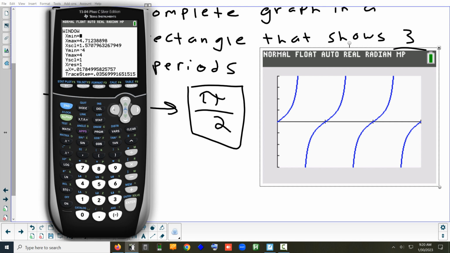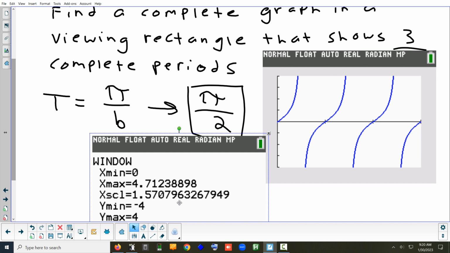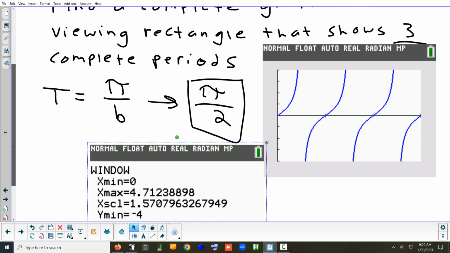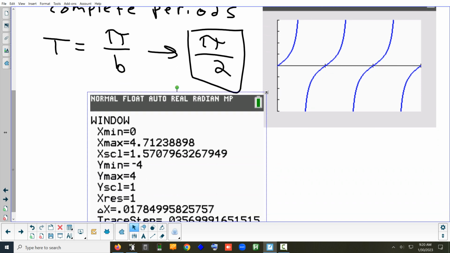So what they'd ask you for on the homework for that is just to write down the window. And there's your window. X min, X max, Y min, Y max, that's what I'm looking for. It doesn't really matter the Y min and max because it's going up and down forever. So, I mean, negative 4 to 4, that's plenty. Negative 10 to 10, that's also fine.